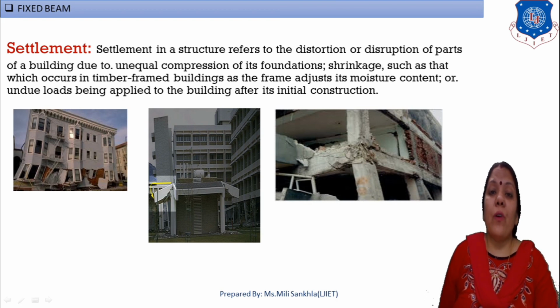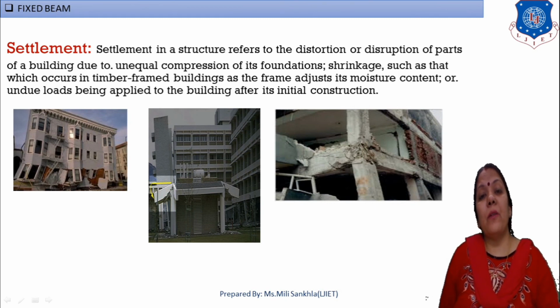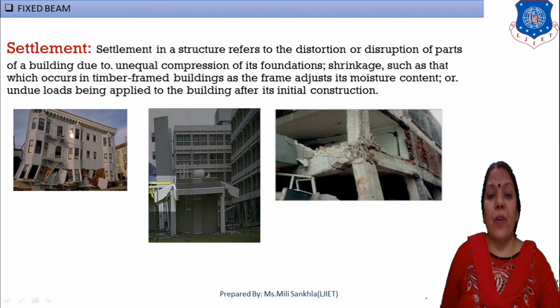So first of all, in the example of this fixed beam, we find out the moment due to settlement of support in a fixed beam, and after finding these values we can prevent this settlement of support. Now in the next session we solve the example of settlement. Just now we stop here.